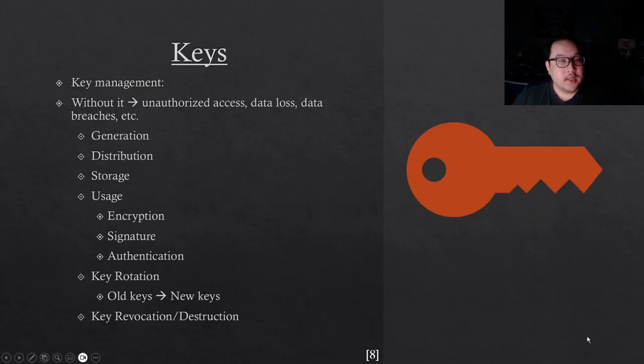Keys. As you can see, keys are an important part. This is why we need key management. Without it, there would be many serious consequences, such as unauthorized access, data loss, data breaches, and so on. Some parts of key management include generation, distribution, storage, usage. The usage is basically what we just talked about with encryption, signatures, and authentication. It also includes key rotations, where old keys are replaced with new keys, and then key revocation and destruction.